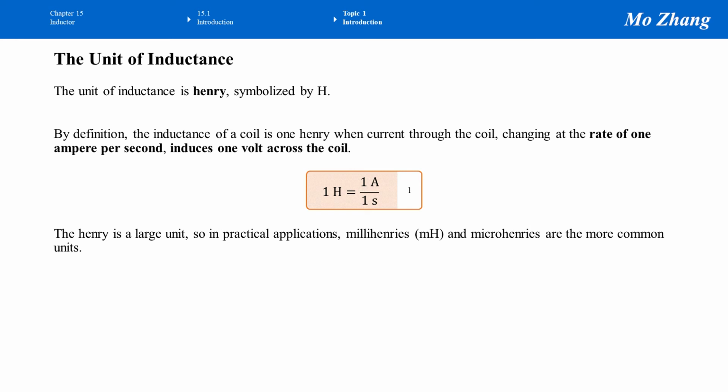The unit Henry is a large unit. For most inductors used in the laboratory, or at least the inductors used in most commercial electronics, we don't use this large unit. Millihenry and microhenries are more commonly used.